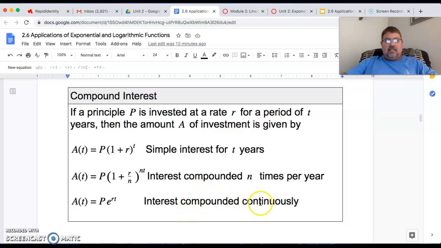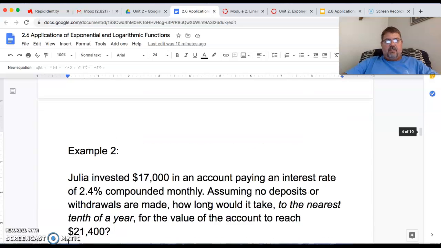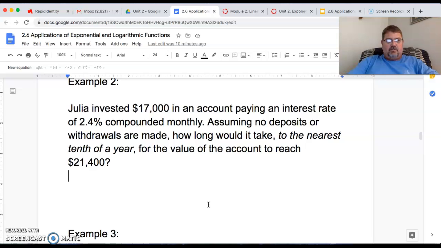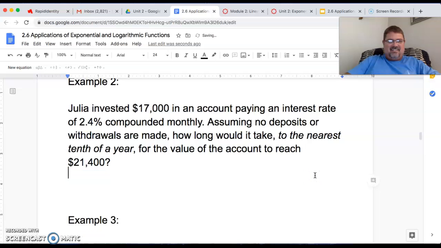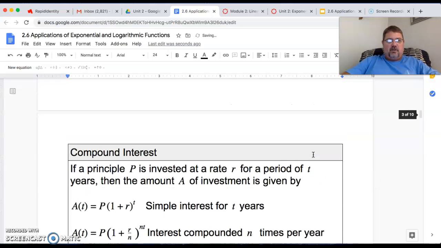Okay, it did not say continuously. Had it said that, we would have used this one. So we're looking for the compounding interval when we read these problems, okay? And that indicates the formula I'm using. So this is not my formula. Sorry about that, guys. So we're going to use this formula right here.